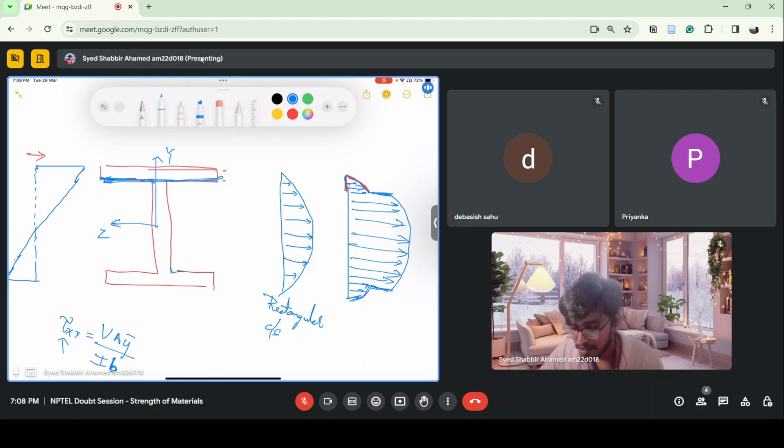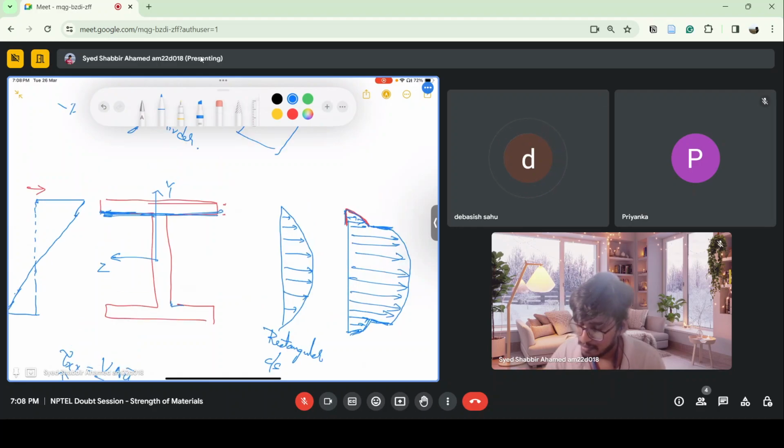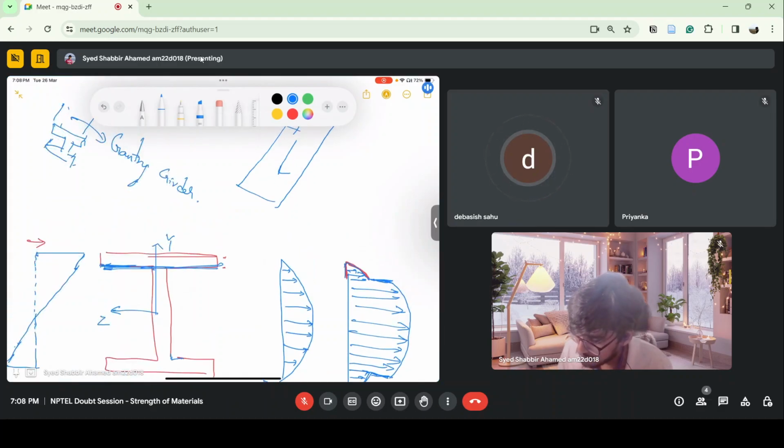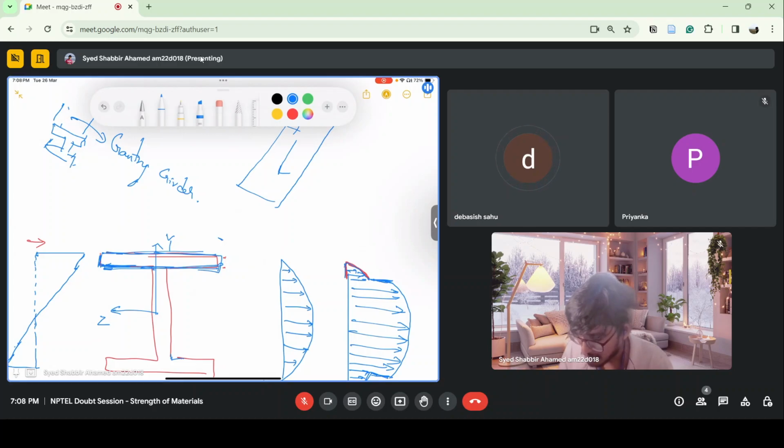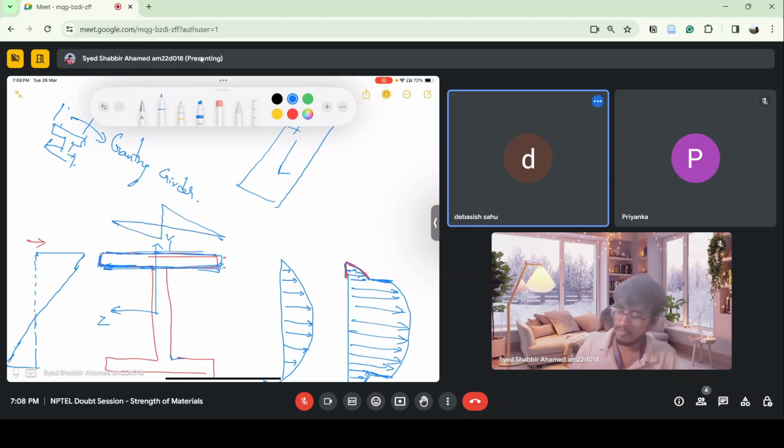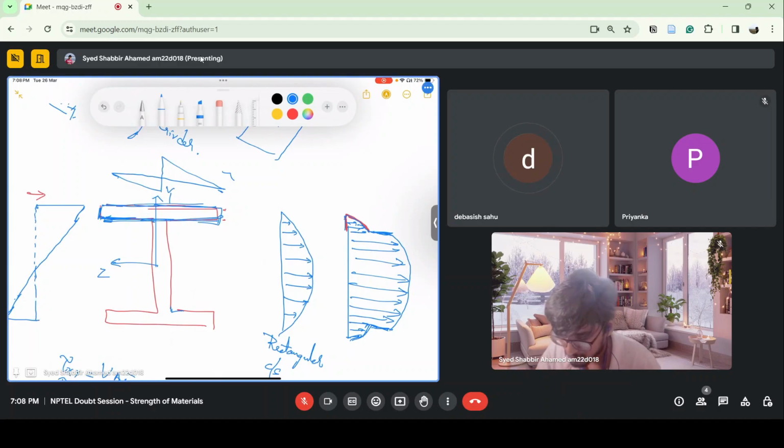Tau Zx we have seen, right? How does tau Zx vary along the length of this flange? On this flange, how does it vary? At the end of the flange it is 0 and at the center it is maximum, sir. Yeah, but is it linear or is it parabolic? Linear, sir. Okay, so it varies like this. Linear variation of tau Zx.